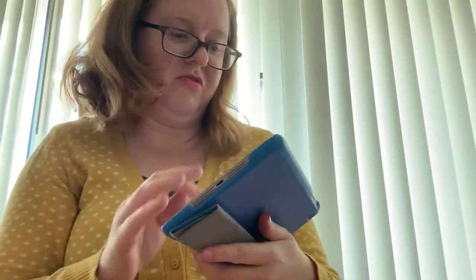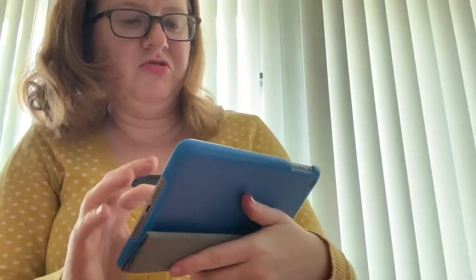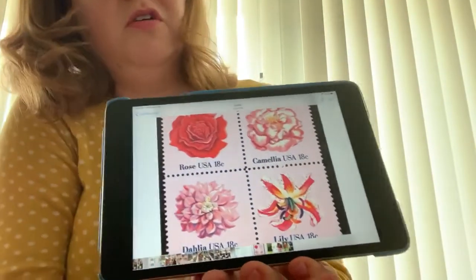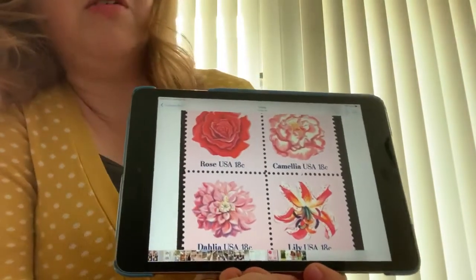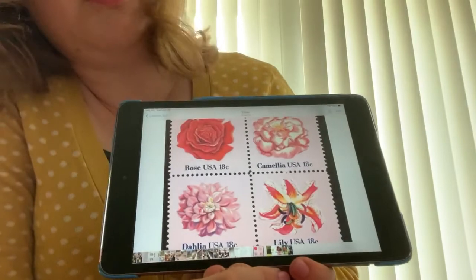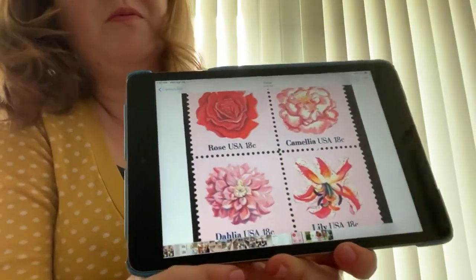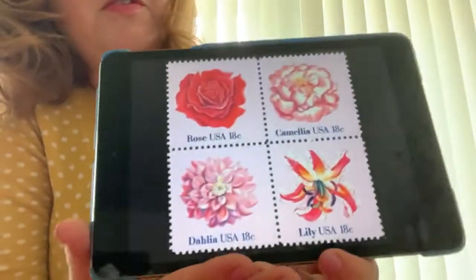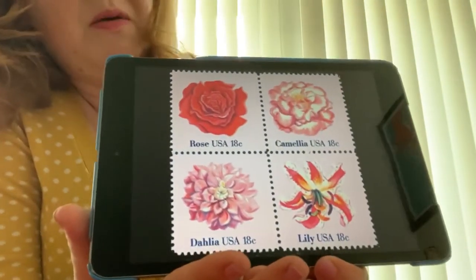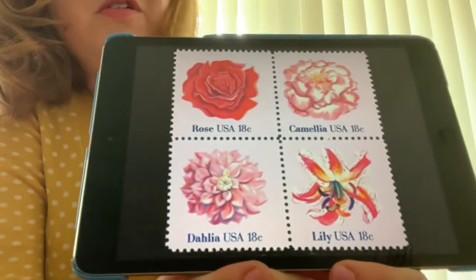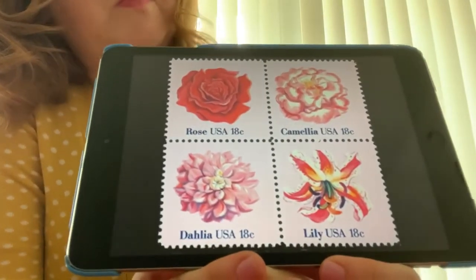So for the first picture I want to show you, it's a picture of stamps, because in your packets, I know this week we're talking about mail carriers, and for your mail to get delivered, you sometimes have to put a stamp on it. So these are really big pictures of the stamps we use to deliver mail. So let's talk about how these stamps all look the same first, okay?